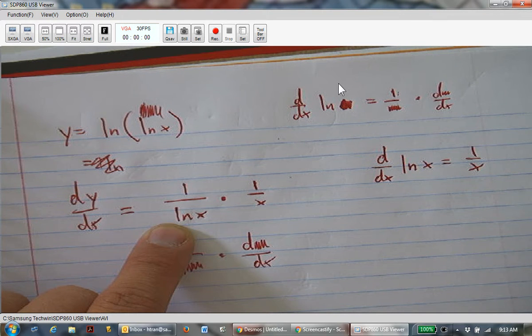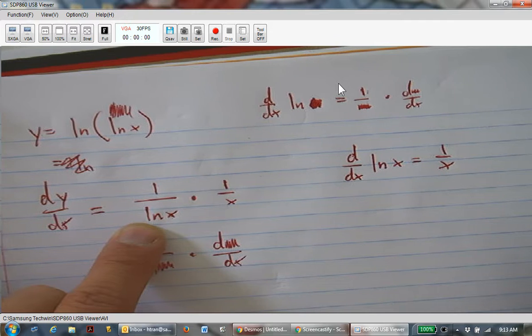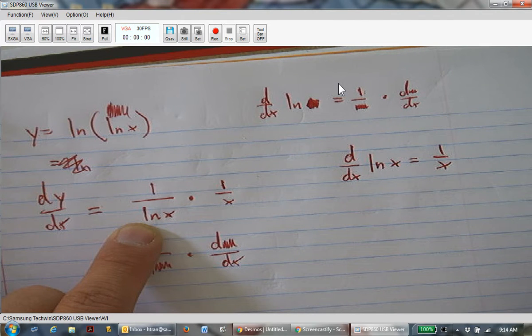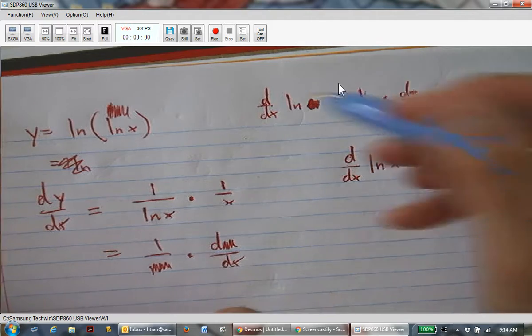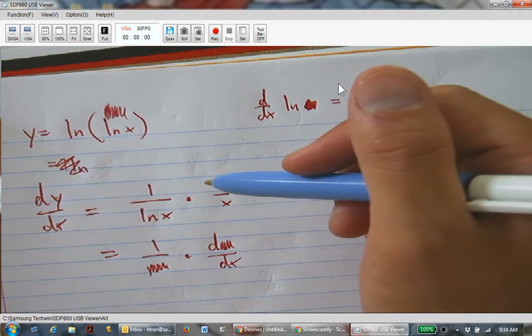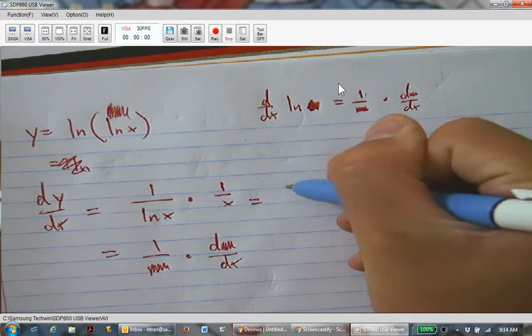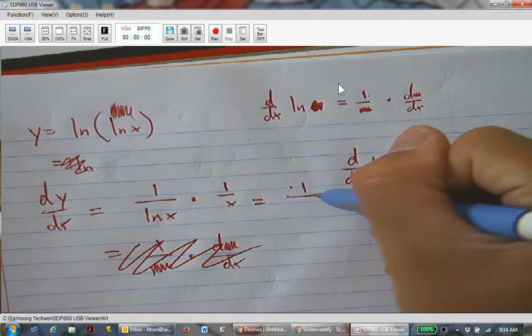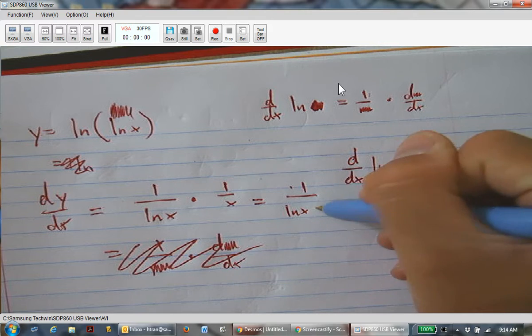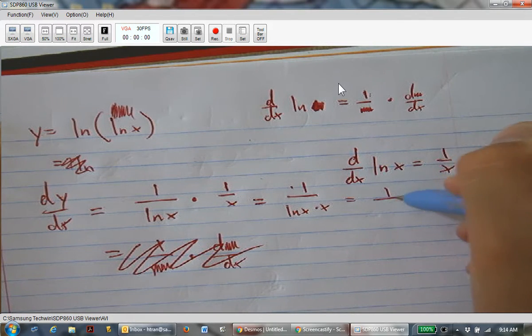Wait, didn't we define it as u or blob, whatever? The blob is u. It's okay, I think the way I taught it was still a little bit confusing. So this should have been your final answer: 1 over x times ln of x, I think.